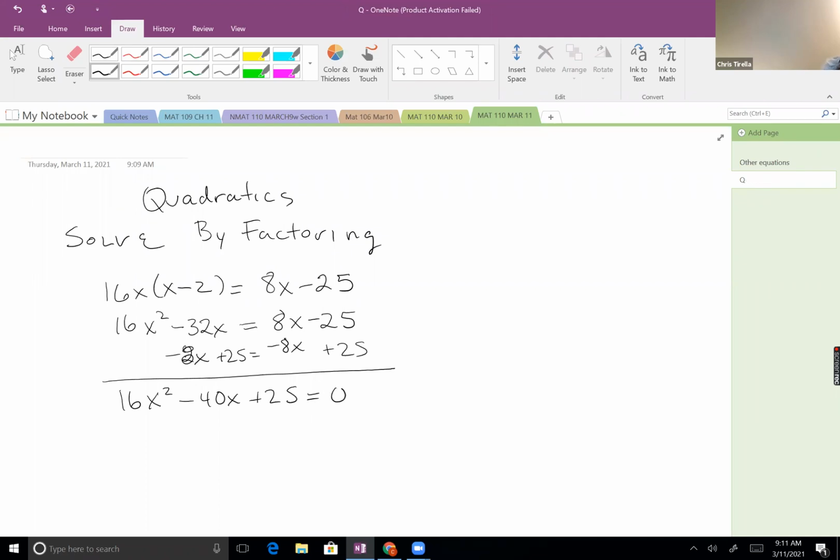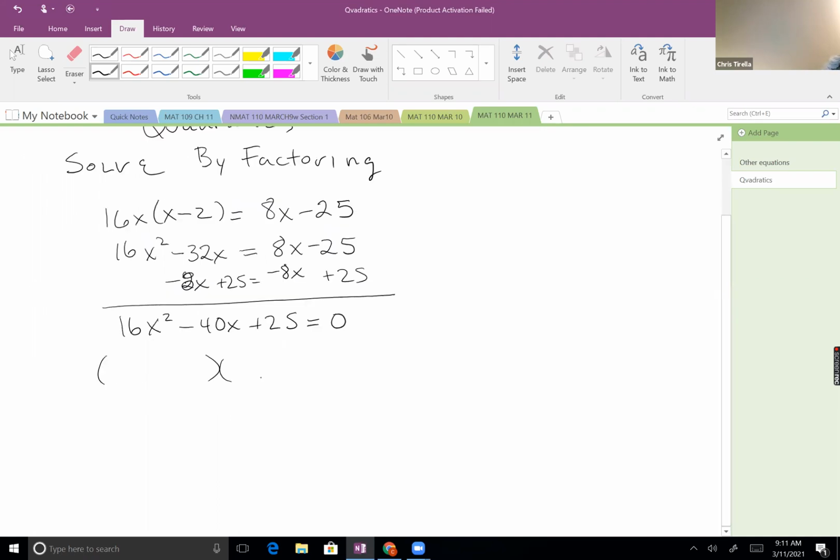Now we want to factor that. And I think for that 16x squared, if I have 4x and 4x, and for that 25, if I have 5 and 5, signs are the same, both minus. I think that'll give me that 40 in the middle. And then do you remember, because they multiply to 0, then one of the two of them has to equal 0.